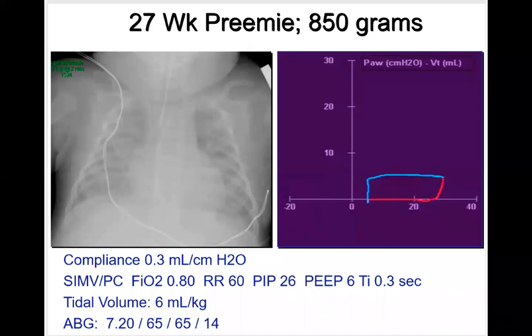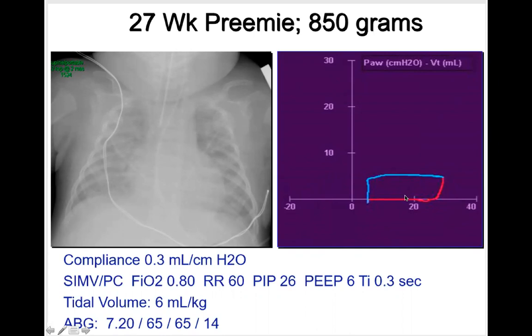So let's take an example: a 27-week preemie, 850 grams, whose compliance is 0.3 ml per centimeter of water. You have put the baby on SIMV mode of ventilation, and you have kept an RR of 60, PIP of 26 required, PEEP of 6. And you have got this blood gas, which is showing a lot of CO2 retention and a little respiratory acidosis.